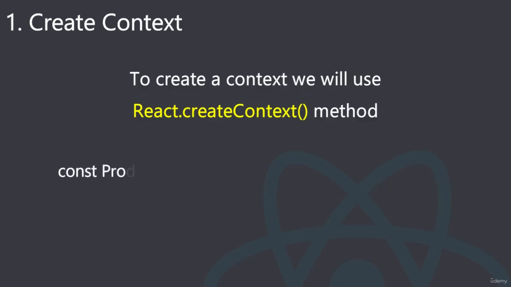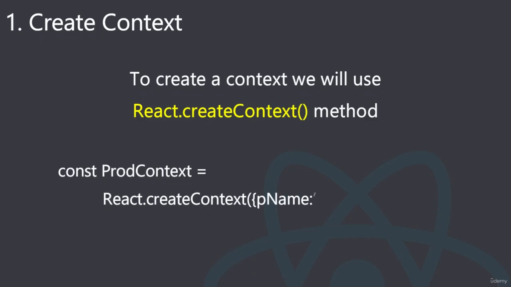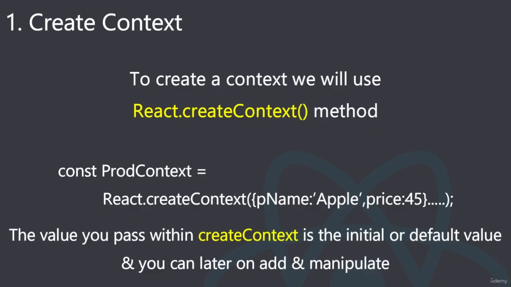If we had to make the entire product data set global, we could write something like this: const prod context, that is product context, is equal to react.createContext, and here you can pass the object literal, or you can avoid passing anything for that matter. So this is just a way to declare the context. In short, the value you pass within create context is the initial or default value, and you can later on add and manipulate and do a lot of things with this value as well. So let's do the first and then we will go to the second step.